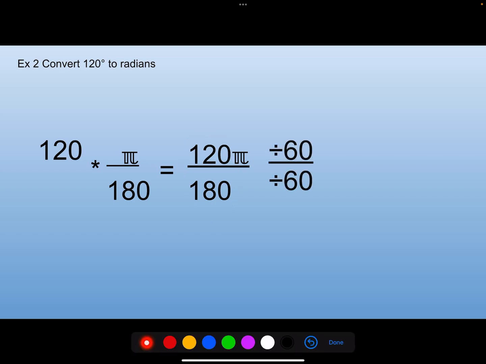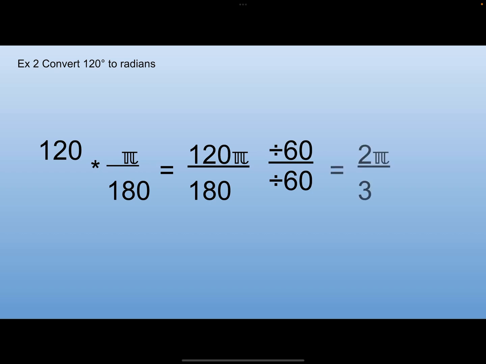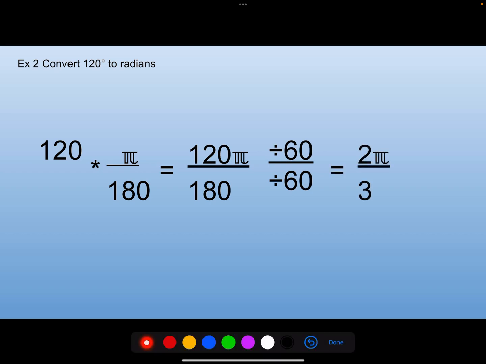You can divide by 60, but again, you could divide by 10, and then 2, and then 3. So you can simplify it. It doesn't have to be all in one step. So from there, you're going to get your answer to be 2 pi over 3, and then you're just finished. That's going to be your final answer.